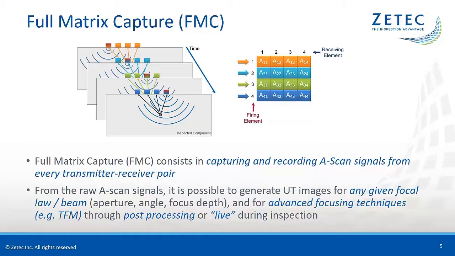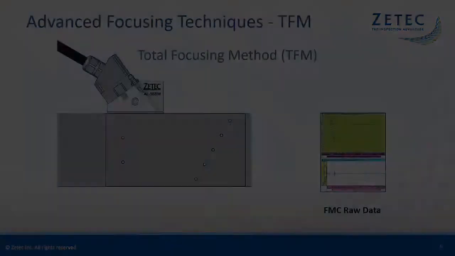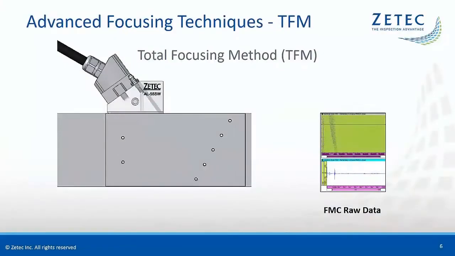From the raw A-scan signals, it is then possible to generate UT images for any given focal law in terms of aperture, angle, or focus depth, and for advanced focusing techniques through post-processing and recently also live during inspection. The most commonly used advanced focusing algorithm is the total focusing method, or TFM. This animation explains how it works.